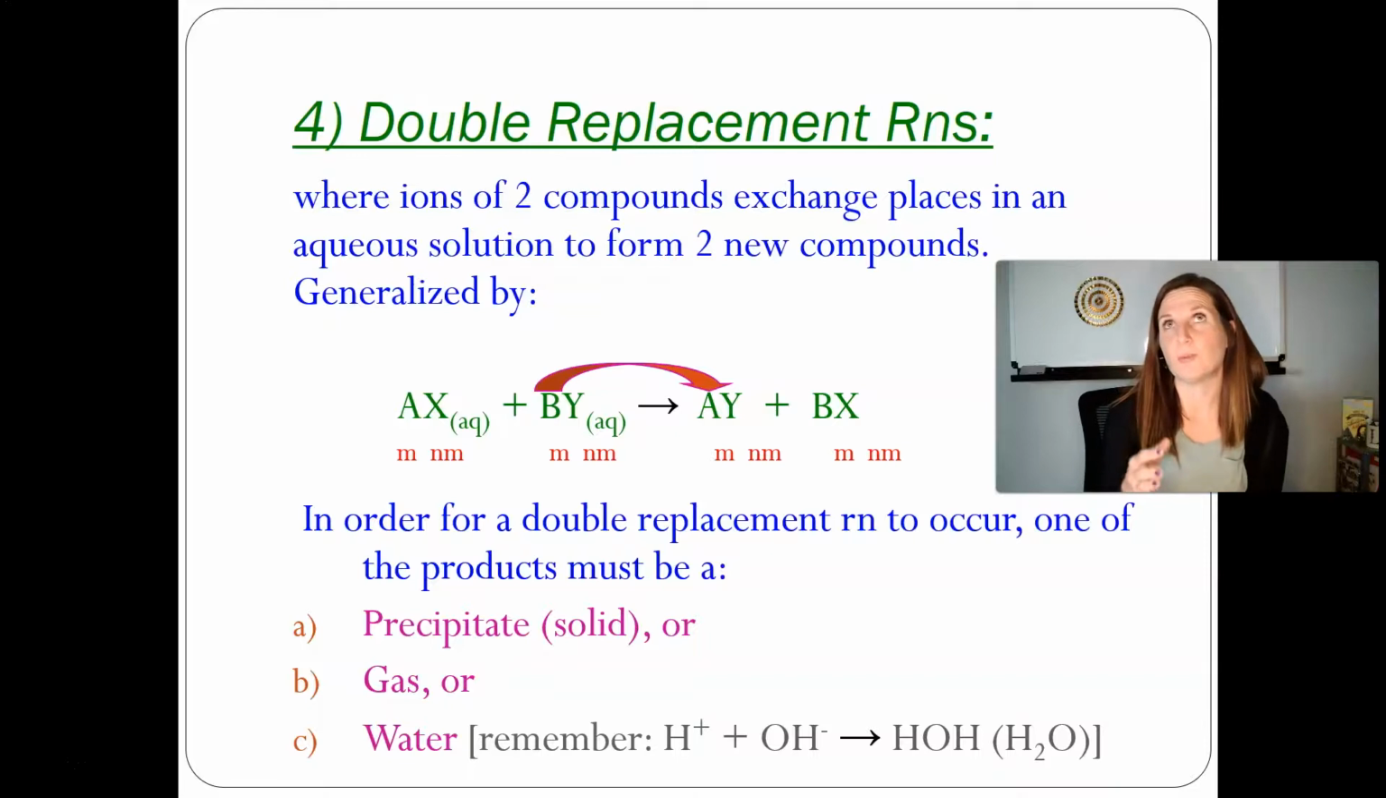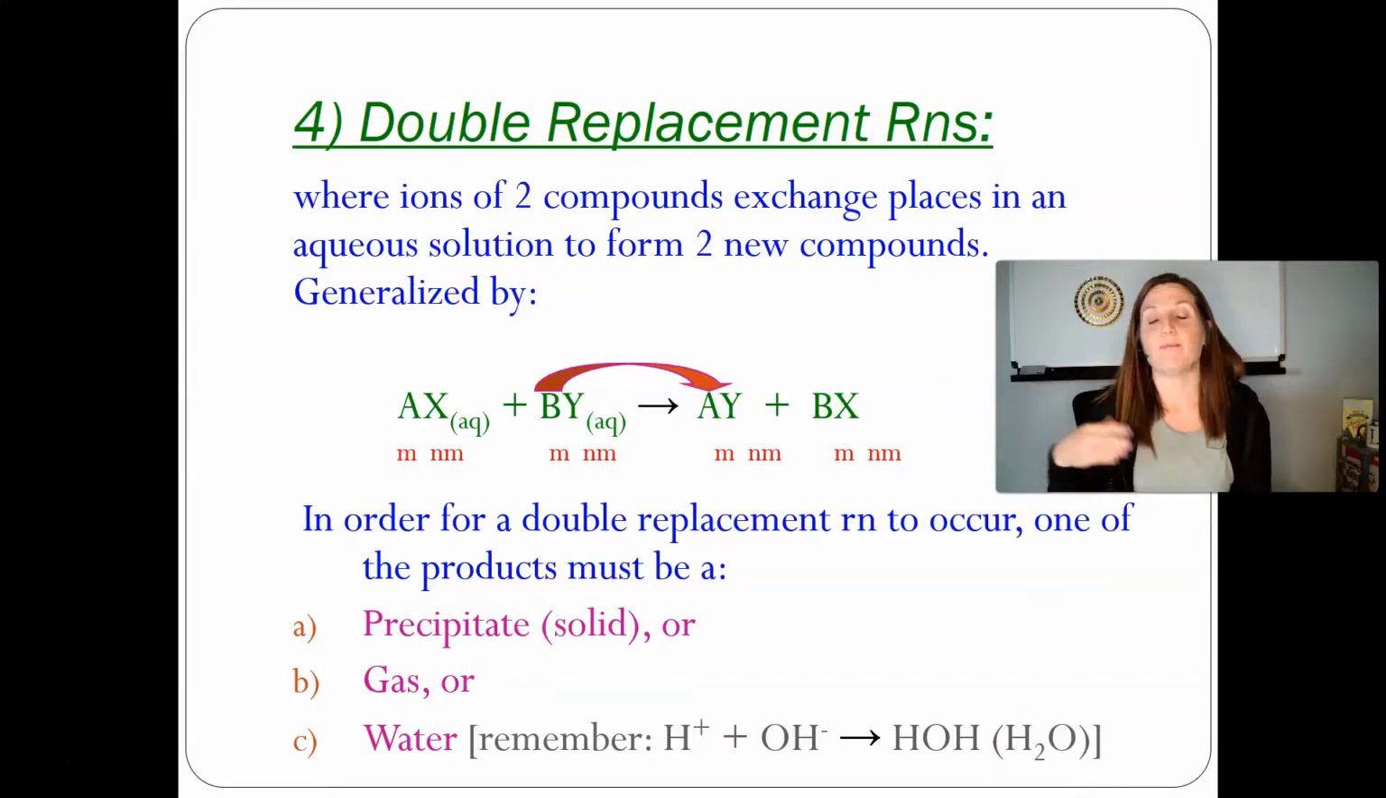We're going to predict very few double replacement reactions because they involve the solubility table, and the solubility table is tough enough to teach in person, but I'm definitely not attempting it across the internet. So we're not going to predict the products of double replacement reactions this year, but you will need to be able to recognize that a reaction is a double replacement reaction.